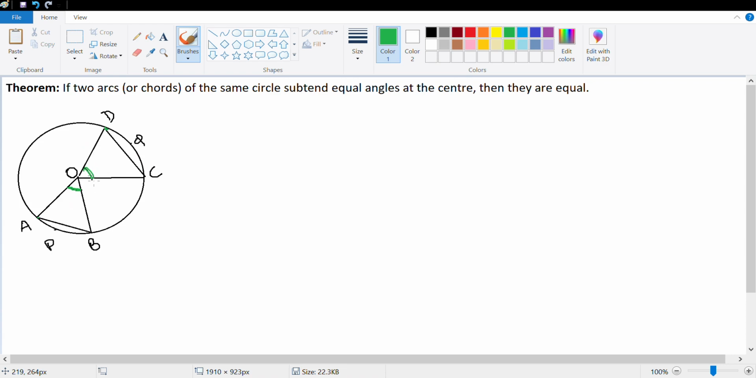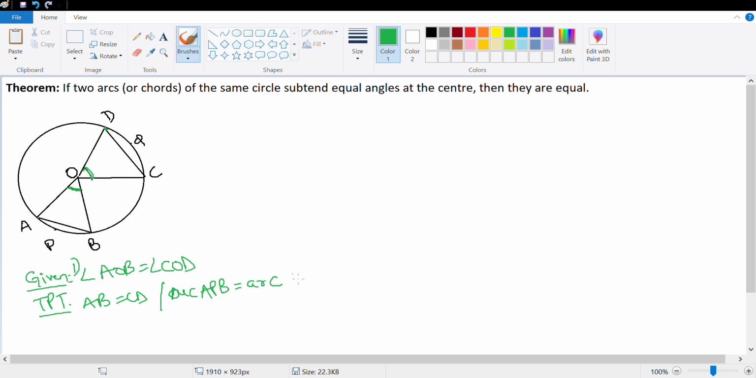Then if these 2 arcs are subtending equal angles, then the arcs are also equal, or the chords are also equal. So let's look at the proof of this. What is given is angle AOB is equal to angle COD. This is given. This is point 1. What we need to prove is AB is equal to CD, or arc APB is equal to arc CQD. This is what we need to prove.